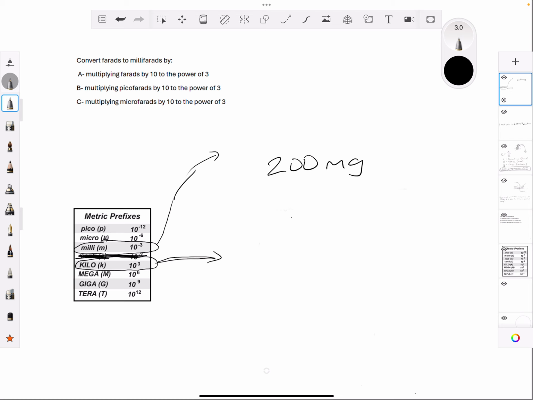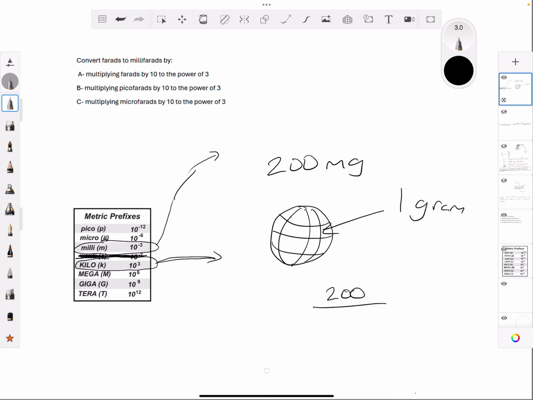So let's just take whatever this is. Here's our piece of caffeine. It's just some little mass of caffeine. Let's just say this is 1 gram of caffeine. So if I have 200 milligrams, what I have is 200 divided by 1,000 grams, or roughly 20% of a gram. So if I have a gram here, 20% of this would be the amount of caffeine in that cup of coffee. All right, so hopefully that's understandable.